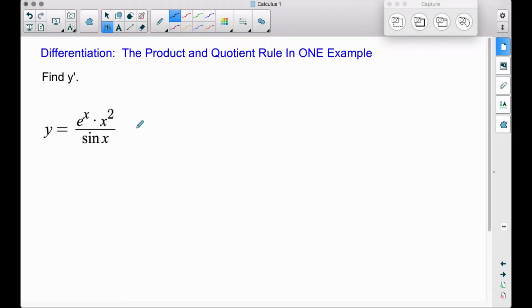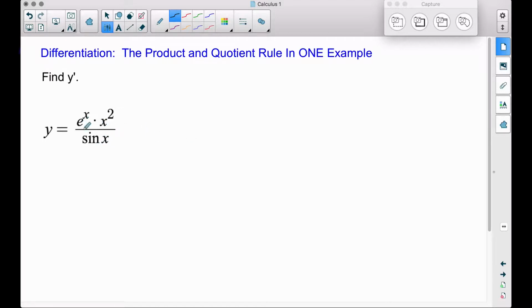In this video, we're going to look at an example where we need to find the derivative, and the product rule and quotient rule are going to have to be used together to figure out this derivative. Here's our example: y equals e to the x times x squared all over the sine of x. So we have a product here, and we also have a quotient.